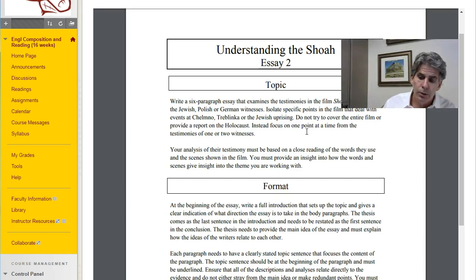So you weren't at the Holocaust. I'm assuming none of you survived it. I think that's a safe assumption. So you're not a primary source. When you're writing about the Holocaust, you're a secondary source, and that's what we're producing.